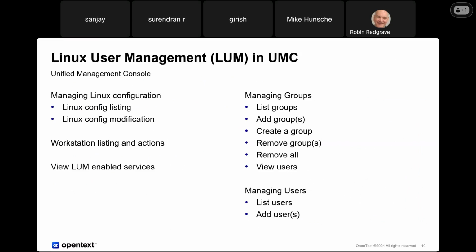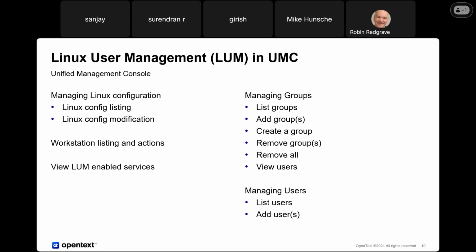So let's see what are the different functionalities or features available in Linux user management in the UMC. The first one is managing Linux configuration. In this, we have two sections, Linux config listing and Linux config modification. The next one is workstation listing and actions related to the workstation. Next we have view LUM enabled services. The fourth one is managing groups. In this, we have list groups, add groups, create a group, remove group or groups, remove all, and view users. We'll go into detail on all these functionalities during the demo.